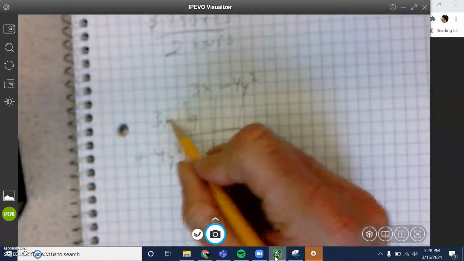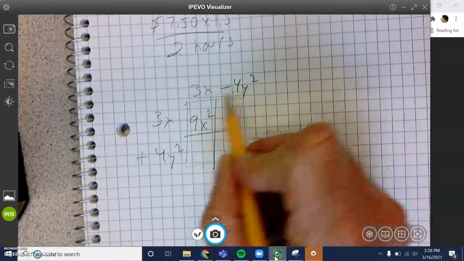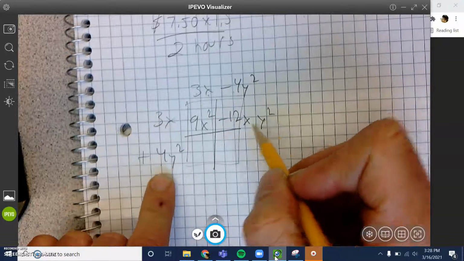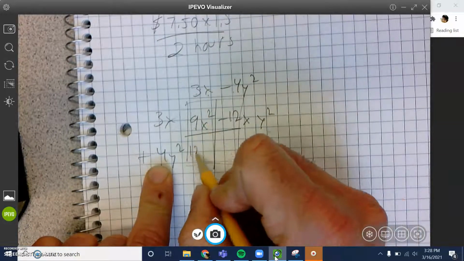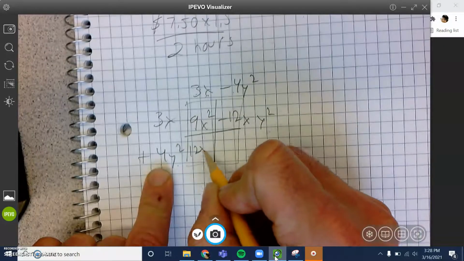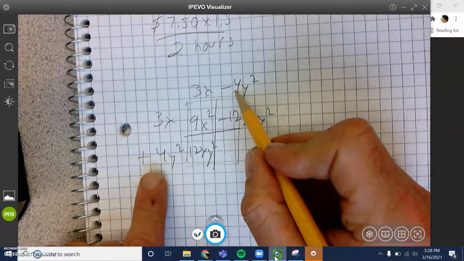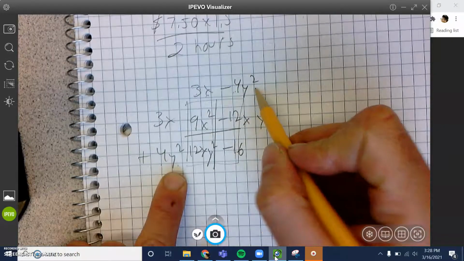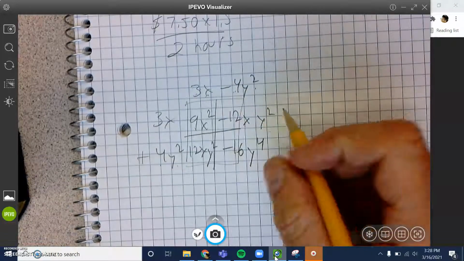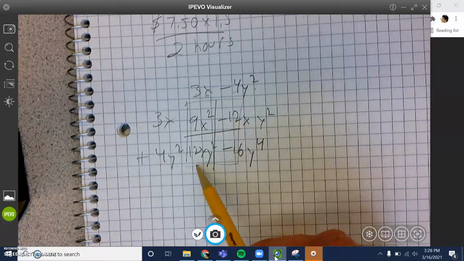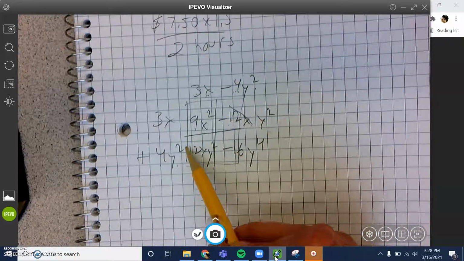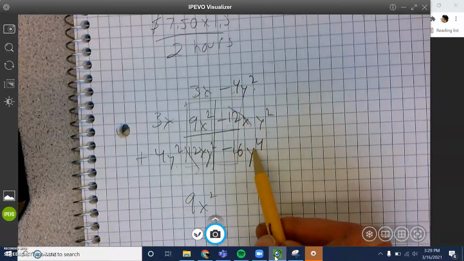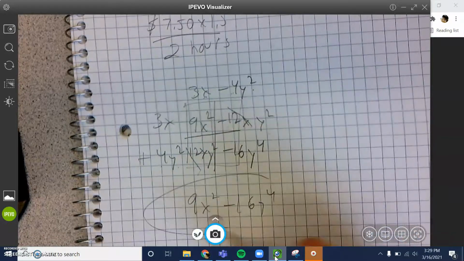So 3 times 3 is 9. X times x is x squared. Negative 4 times 3 is negative 12. X, y squared, you can't put those together. This is going to be 4 times 3 is 12 xy squared. And this is going to be negative 4 times 4 is negative 16. Y squared times y squared is y to the 4th. Negative 12xy squared and 12xy squared, when I add those up, those are opposites, right? Those equal 0. So I got 9x squared here, and I have negative 16y to the 4th.